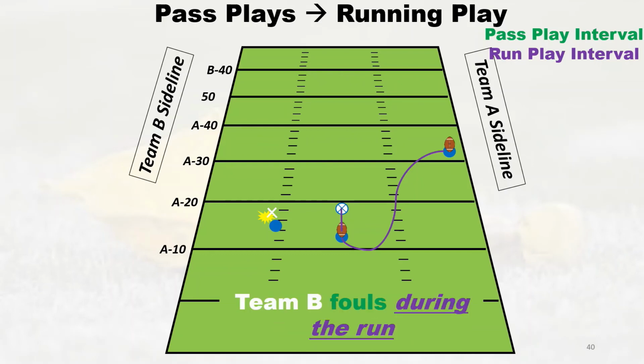And it occurred during a running play. So we're going to use our run play enforcement. So we need to figure out what our reference point is. Our basic spot is the end of the run. And we're going to compare our foul to our reference point.